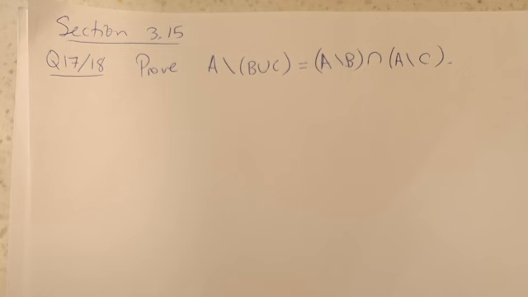Okay, let's go back and do a question from set theory, because I know that a lot of you still find this quite difficult. This is question 17/18 from section 3.15. We want to prove that the set difference A \ (B ∪ C) is equal to (A \ B) ∩ (A \ C). Basically these questions ask us to do this in several different ways. Let me start with a proof by laws of set theory.